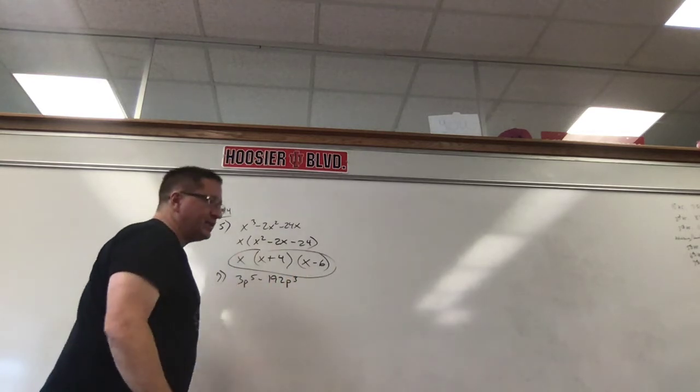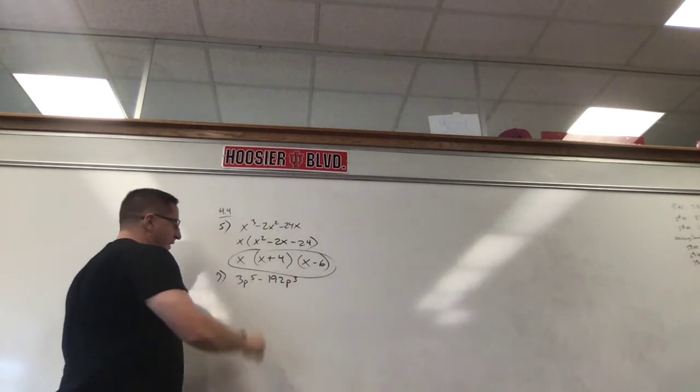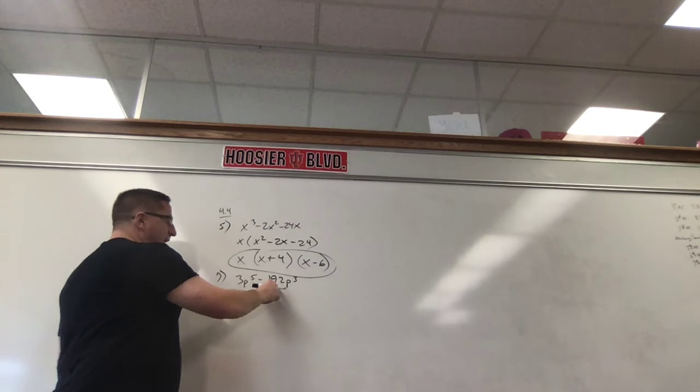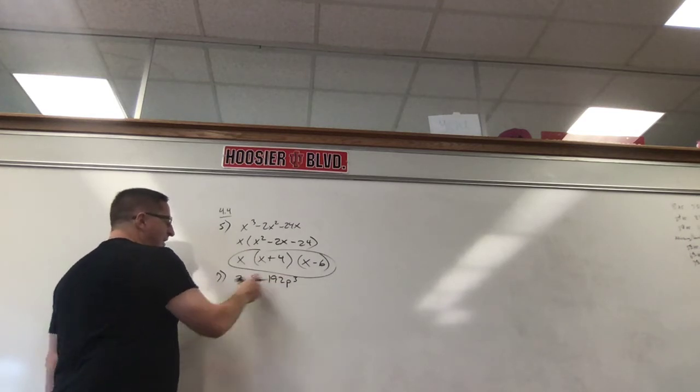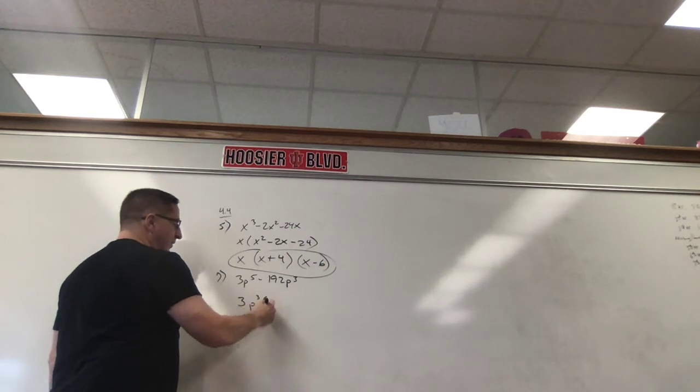Make sure when you type these in, you use p's, don't use x's. The computer won't like that. 3 actually does go into 192. And both of these have p's, but not just p's, they both have at least p to the 3. So I can take out a 3p to the third.